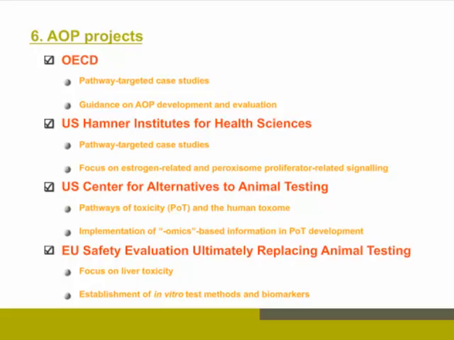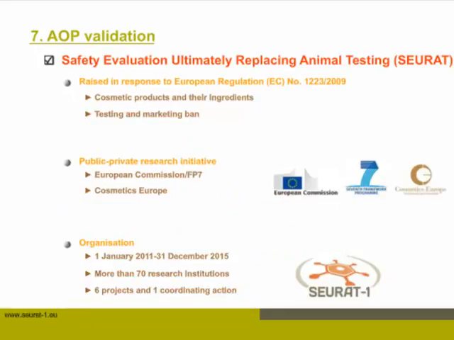And then in Europe, I think that most of you will be familiar with this. We have this huge program called Safety Evaluation Ultimately Replacing Animal Testing, maybe better known under the acronym SEURAT. Within the SEURAT program, most of the attention was paid to liver toxicity, and it was explored whether these AOPs can be used for the establishment of new in vitro test methods and also new biomarkers of toxicity. Now, I would like to elaborate a little bit more on the SEURAT program because it can be used as an example of what the next step actually is.